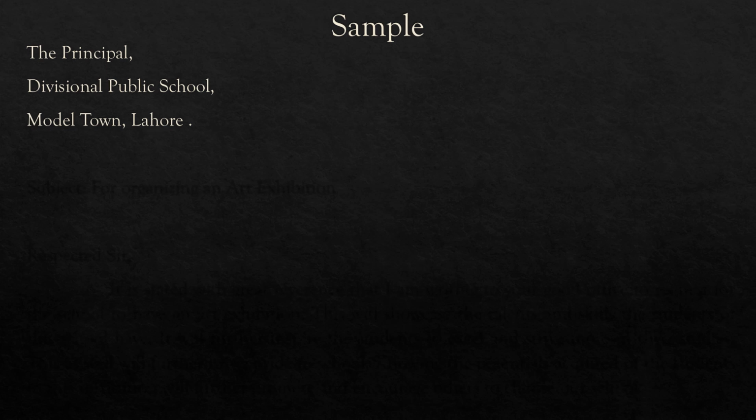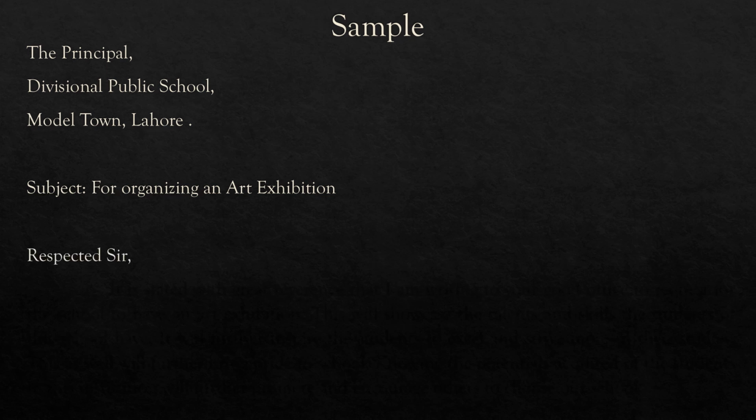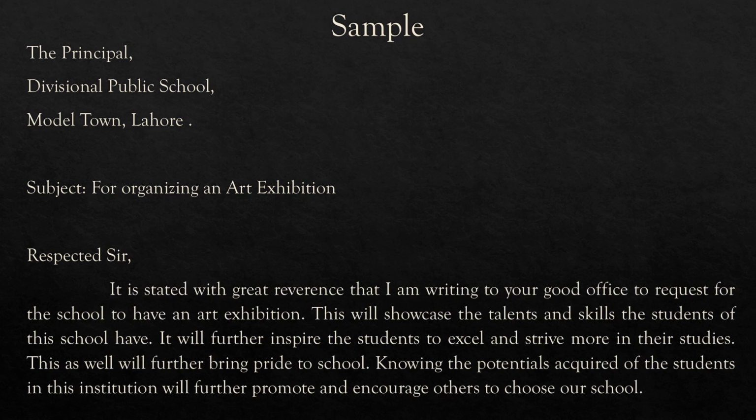After skipping a line, you have to write the subject in this way. After subject, there is a colon, and then for organizing an art exhibition. Then you have to skip a line again, and write the salutation, in which you have to write Respected Sir. Respected's R is capital, Sir's S is capital, and there is a comma after it. Just under the Sir, you have to start the first paragraph.